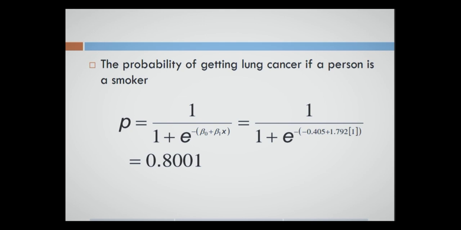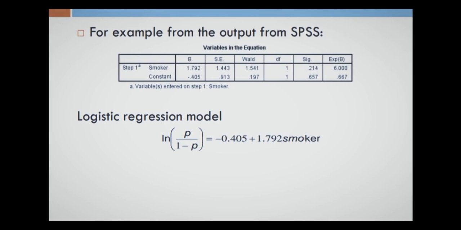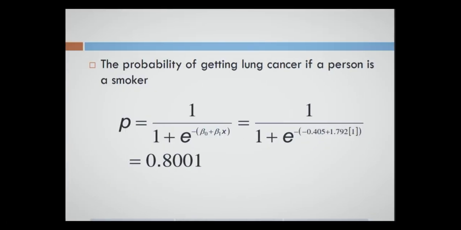We also can find the value of probability. Like before, we have this model, called the logistic regression model. From this model, we have the coefficients, but actually we can calculate the value of P. We can calculate the probability of getting lung cancer if a person is a smoker, using the previous formula, like I said just now: 1 over 1 plus e power of negative beta naught plus beta 1 x. Here we replace x with 1, because we want to know the probability of a smoker getting lung cancer. Earlier, x equal to 1 is smoker. So you replace x with 1, and you will get the probability of a person getting lung cancer if that person is a smoker, which is 0.8001.